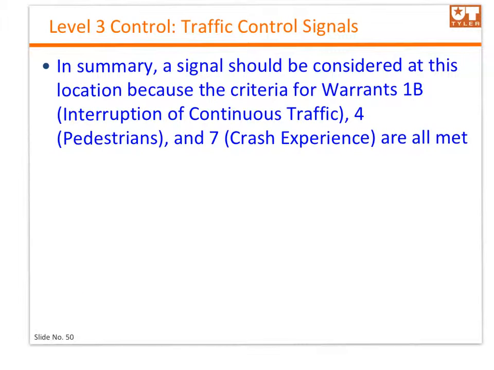So what do we conclude from this example? In summary, a signal at this location should be considered because the criteria for warrants 1B, number 4, and number 7 are all met, and therefore we need to have a traffic signal at this location.